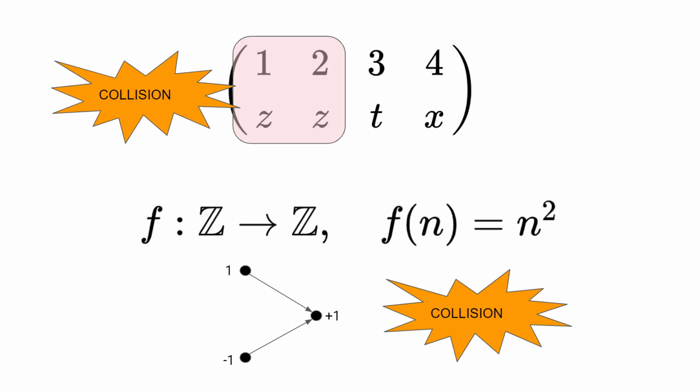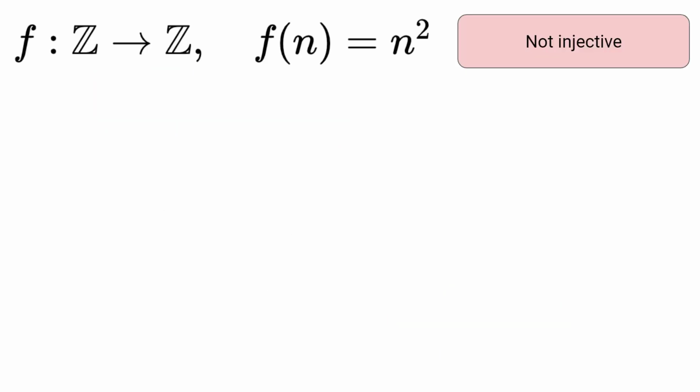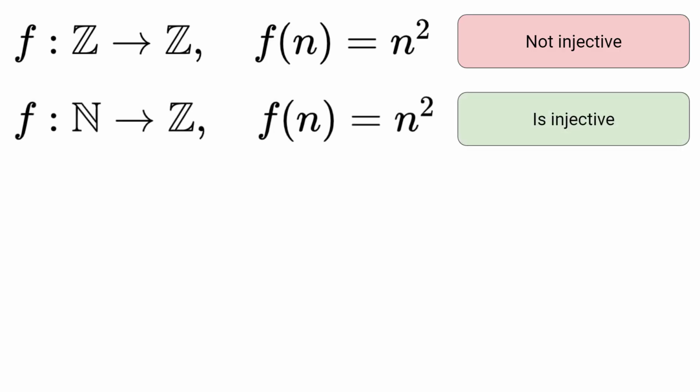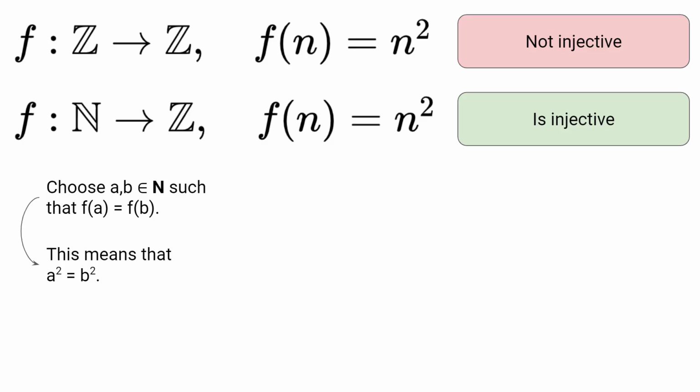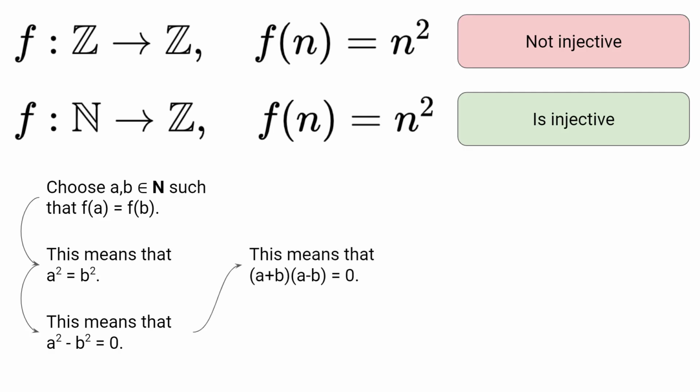However, notice in that previous example, if we'd used a different domain, for example, f mapping the natural numbers to the integers, with the same formula, this function would be injective. Because if N were the domain and not Z, let's suppose I had two natural numbers a and b such that f of a equals f of b. Then applying the function gives me a squared equals b squared, which gives me a squared minus b squared equals 0, which means that a plus b times a minus b is 0. This means either a plus b is 0 or a minus b is 0.